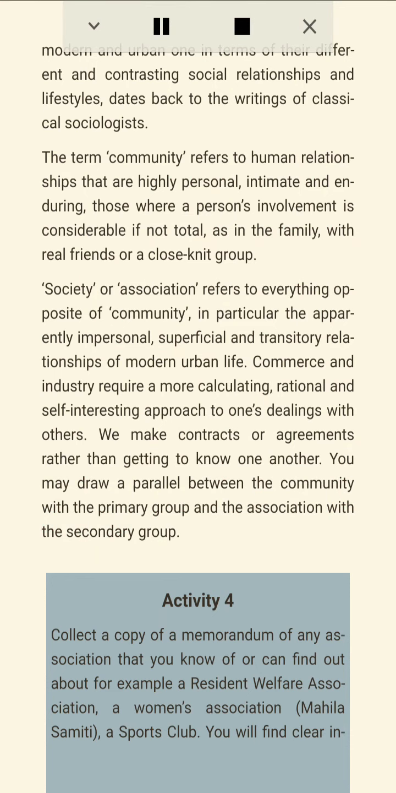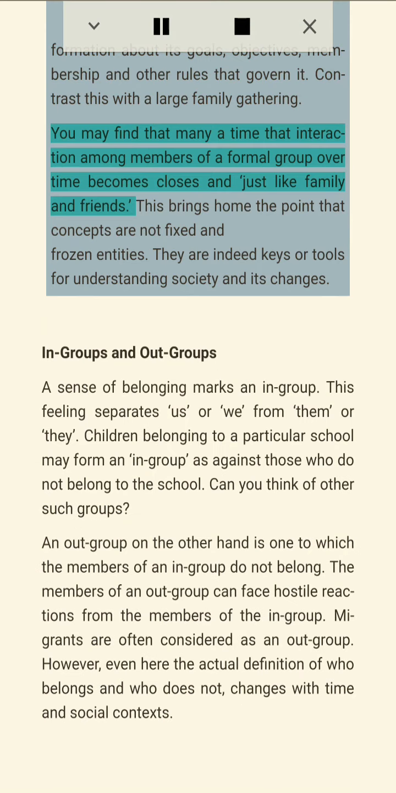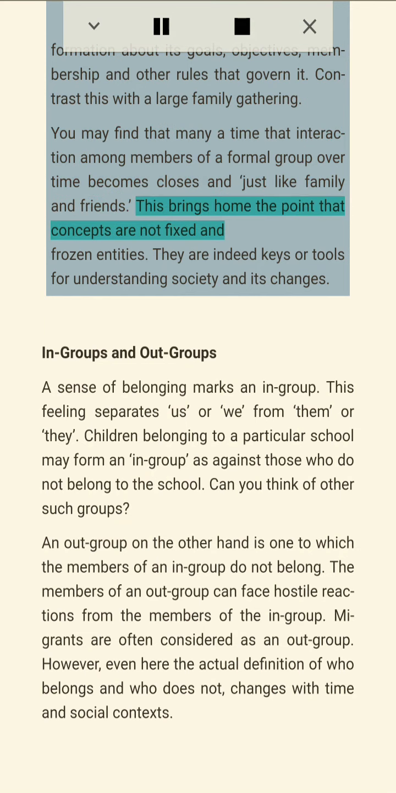Activity 4. Collect a copy of a memorandum of any association that you know of or can find out about, for example, a resident welfare association, a women's association, Mahila Samiti, or a sports club. You will find clear information about its goals, objectives, membership, and other rules that govern it. Contrast this with a large family gathering. You may find that many a time interaction among members of a formal group over time becomes close, just like family and friends.